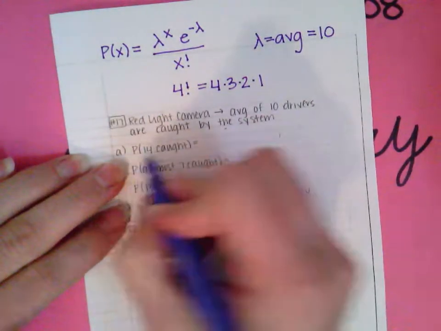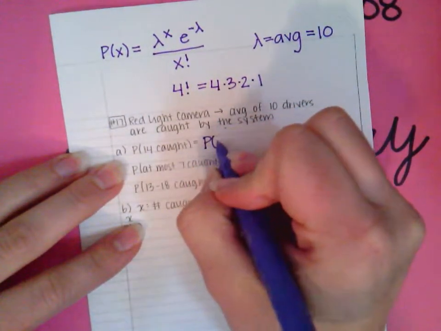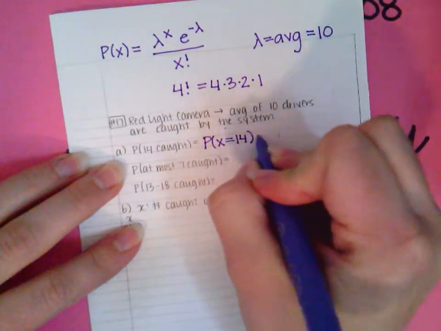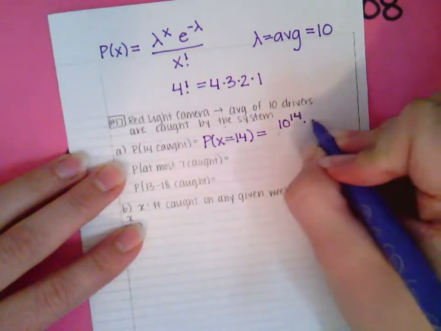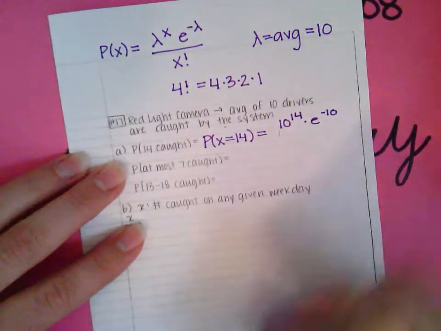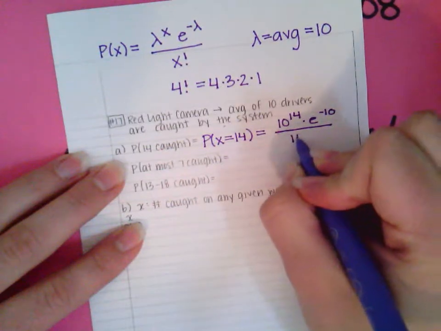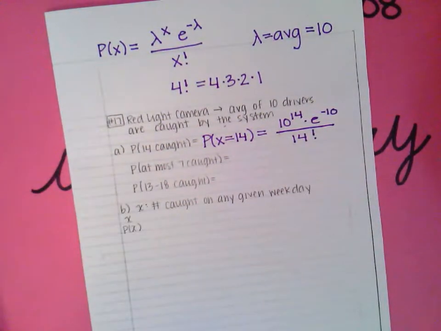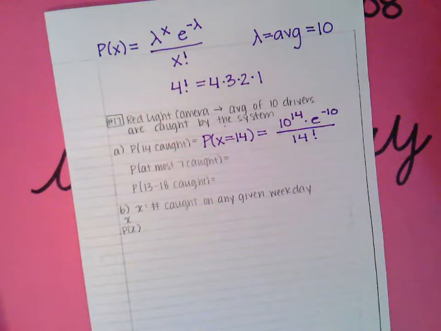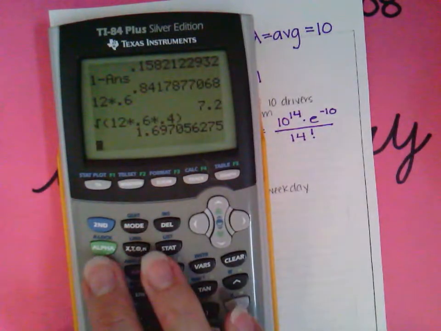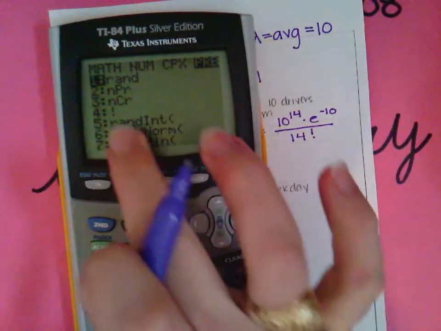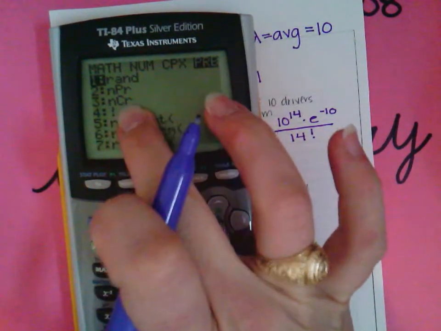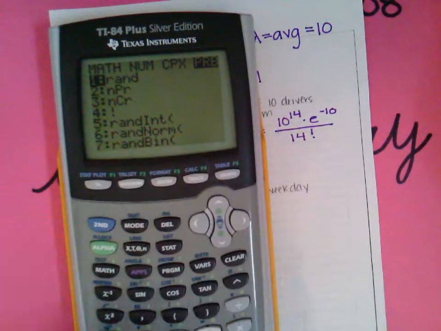So here in part A, if 14 get caught, so that's probability x equals 14. Okay, well that's going to be 10 to the 14th times e to the negative 10th all over 14 factorial. You would then just plug those values into your calculator after doing that work here. Now, the factorial button is under math, okay, under math, and then you go over to probability, and it's right there under your combinations button, okay?